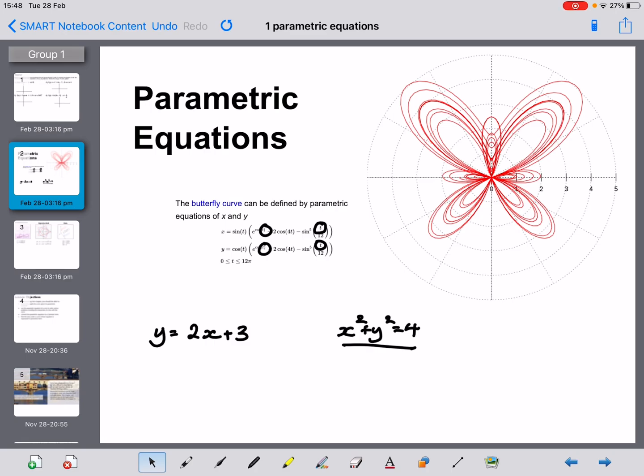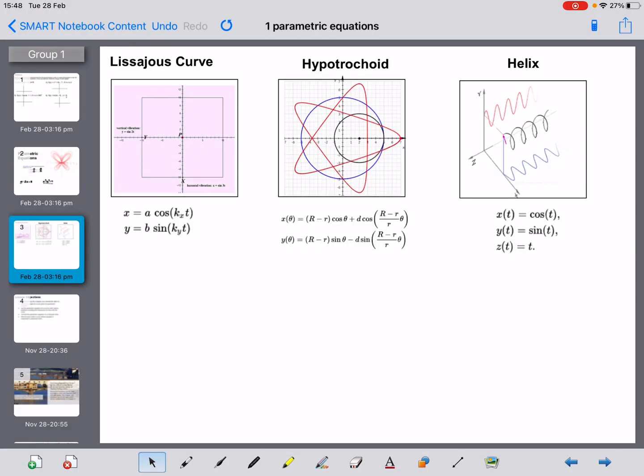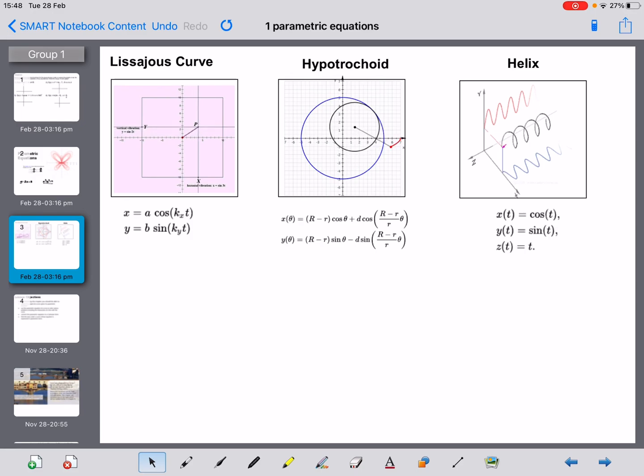And the reason why we do work with parametric equations, one, is because they produce much more complex looking graphs, as you can see with that butterfly curve. There are some more examples on the next slide. As you can see, these are actually moving. The ones on the left are called Lissajous curves, and they are tracing out the curve. So as t changes, the curve gets traced out.